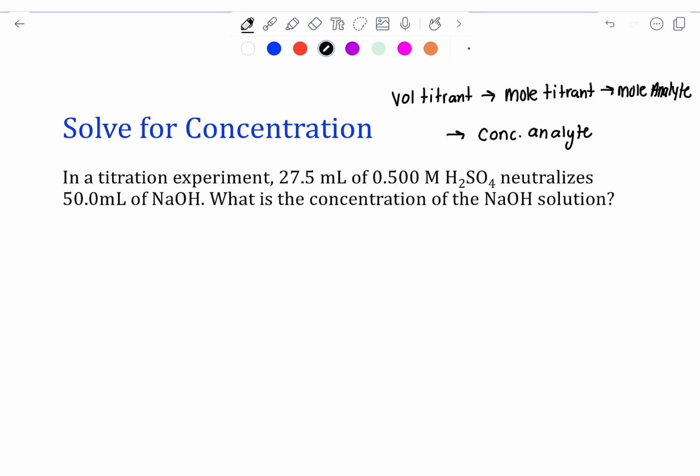If we look at what we're doing for this problem, where we take volume, convert it to moles, then go mole to mole, and then to concentration, we know that if we want to do a mole to mole ratio, we must have a balanced equation. We need that balanced chemical reaction in order to do this properly. We can't go from moles of one substance to another without a mole to mole ratio, and we can't get a mole to mole ratio without a balanced chemical reaction.